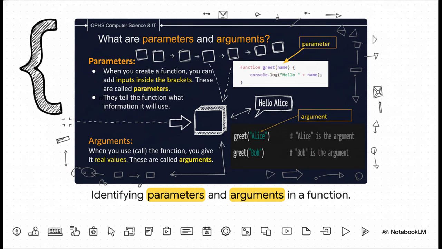It's so elegant when you look at how this plays out in the code. Up top, in the function greet, name is our empty parking space. That's the parameter. Down below, when we call greet Alice, the word Alice is the argument that literally parks in that space, which gives us hello Alice. And the cool part? Swap it out for Bob, and the code adapts instantly. No rewriting the core logic required.